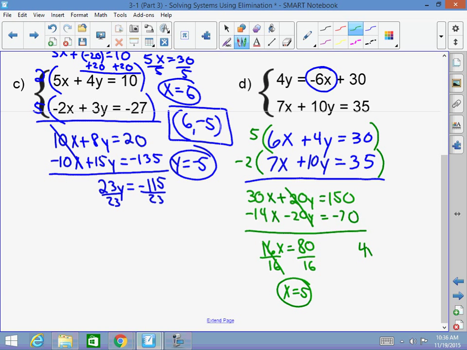So 4y equals... negative 6 times 5 is negative 30. Negative 30 plus 30 is 0. So 4y equals 0. Divide by 4. Y equals 0. So my solution to this is (5, 0).